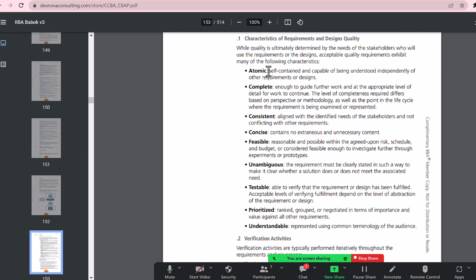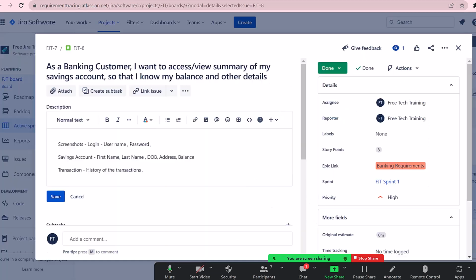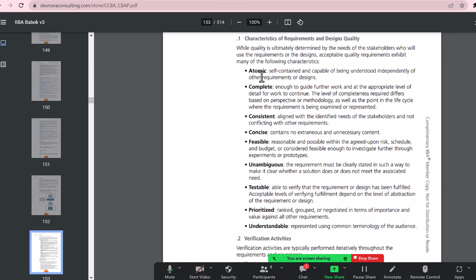First of all, it needs to be atomic. Atomic means it is self-contained and it is understood by everybody. Whoever reads this requirement is able to understand it. Anybody, developers, testers, business owners, your project manager, anybody who logs in and sees the requirement must be able to understand it. That means it is atomic. When the interviewer asks you, please say all these words.